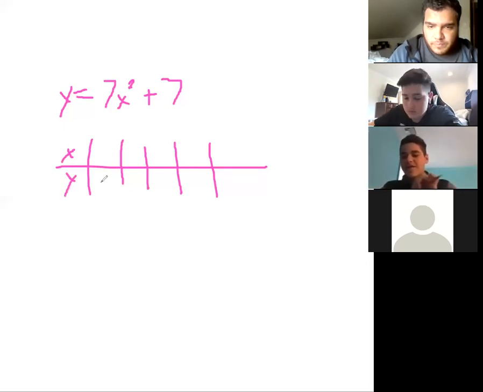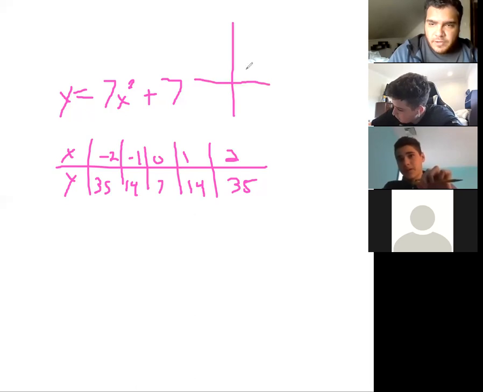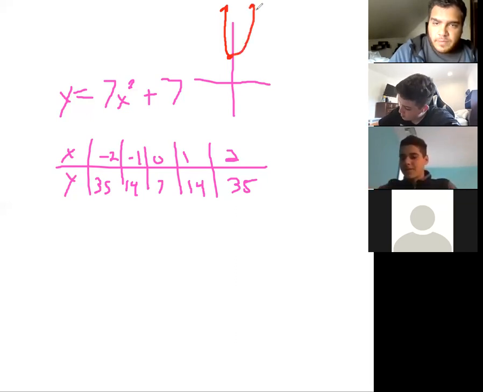It's 35, 14, 7, and 14 and 35. Good. And remember the x's are still always -2 to 2. -2, -1, 0, 1, 2. In terms of a graph, it's going to be a little bit suspended above the x-axis. The vertex is going to be above the x-axis. It's going to be very, very narrow. It's a very skinny one, kind of like this.